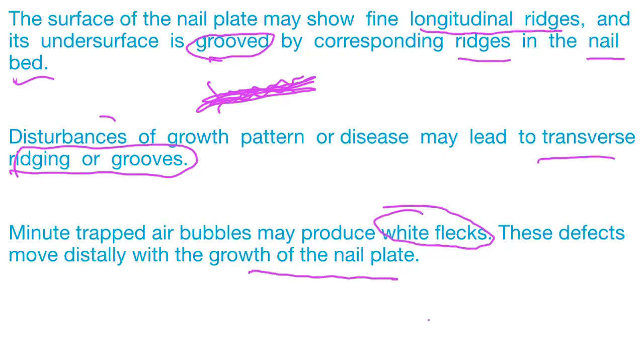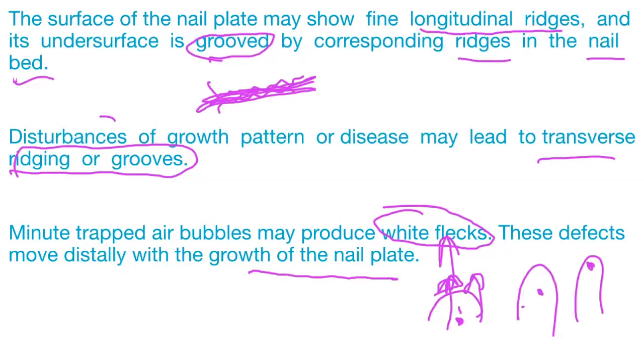As the nail is growing in this proximo-distal manner, if a white fleck is formed here, it will move on in the next stage. This fleck will be like this. This fleck will be like this.